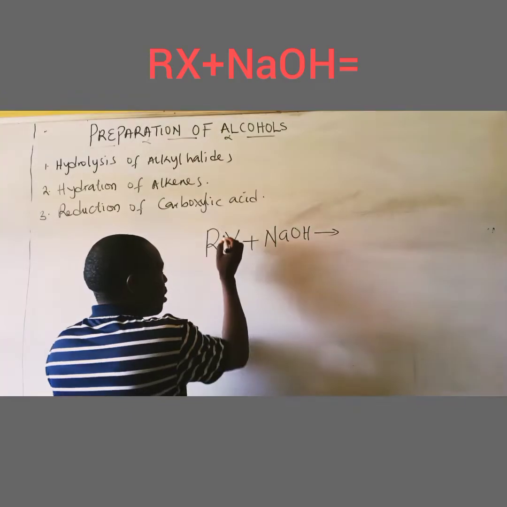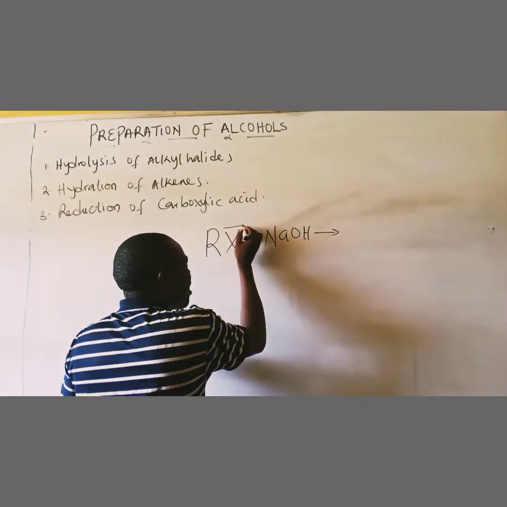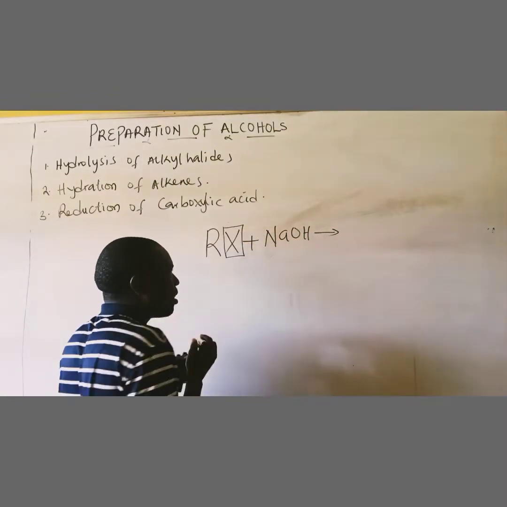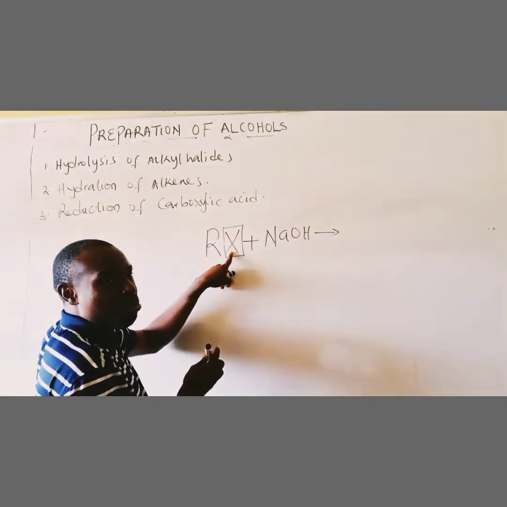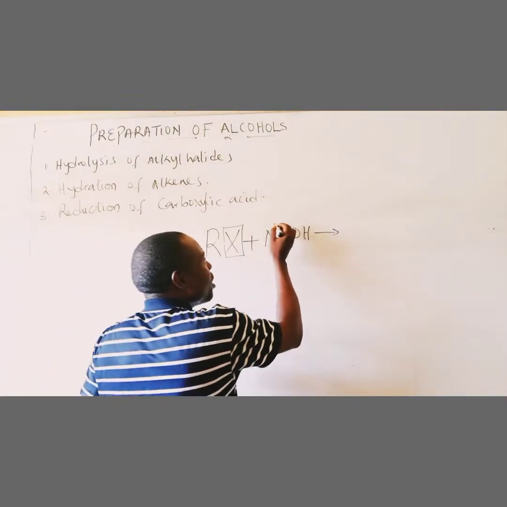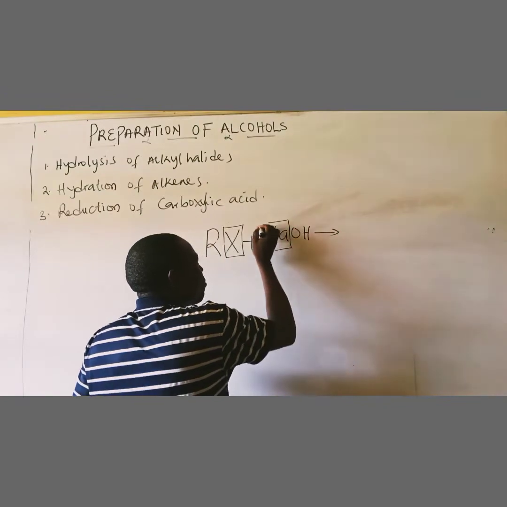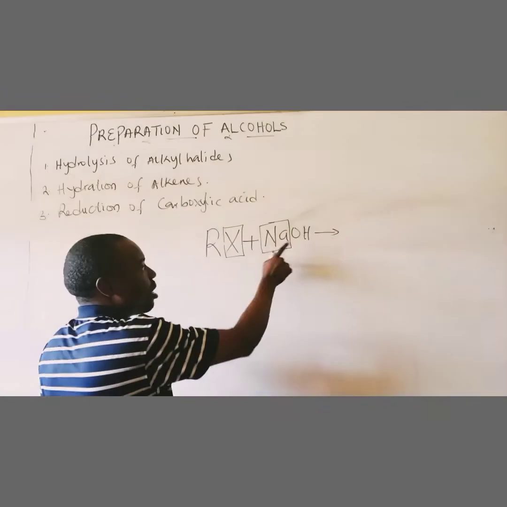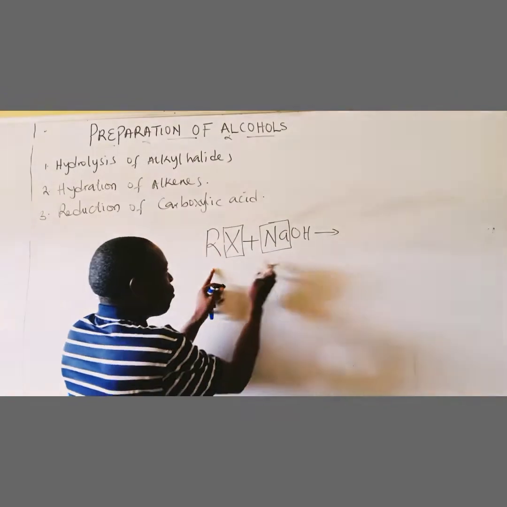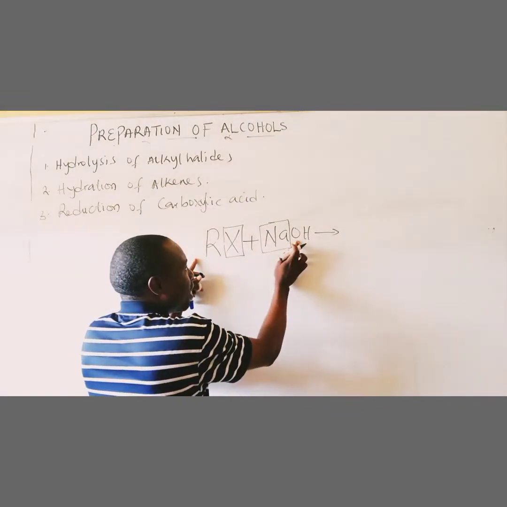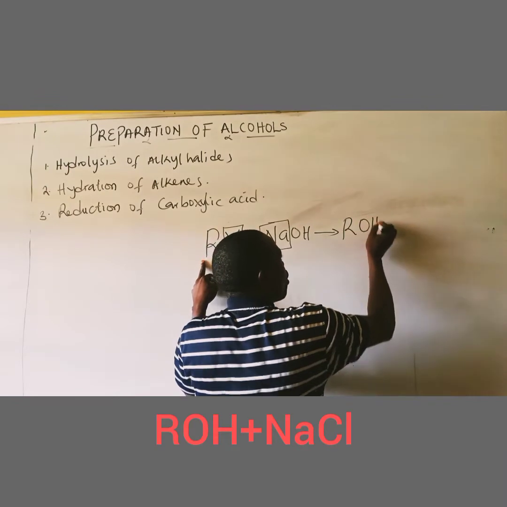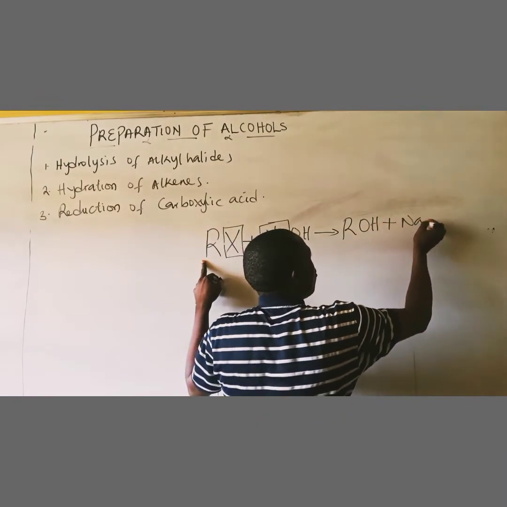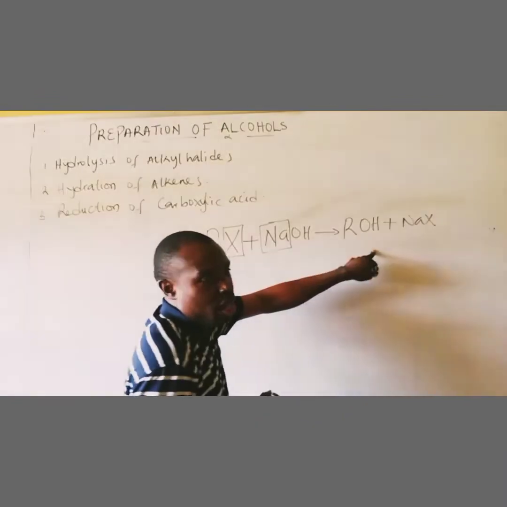Remember, look at it. This X, which is the halide from the alkyl halide, will be removed to combine with the sodium atom from sodium hydroxide. We are now left with R and OH. So here we become ROH plus sodium halide, which is an alcohol and sodium halide.